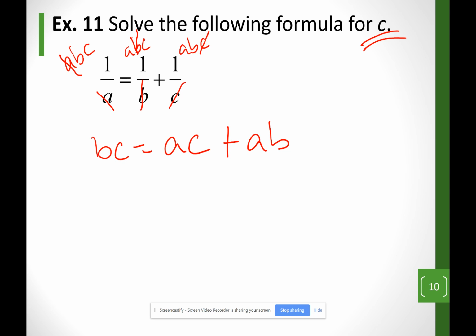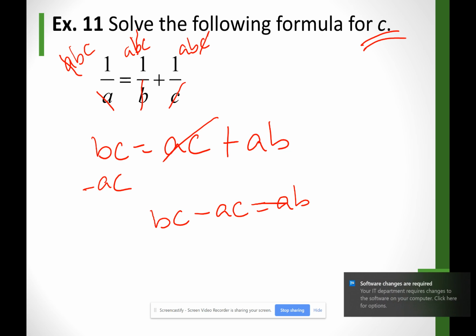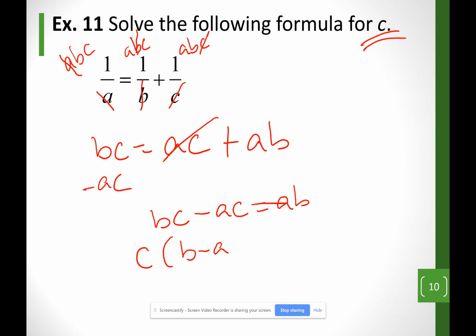I'm looking at the terms that have a C, and I'm going to move them both to the left. So I'm going to subtract AC. So I have that BC minus AC is equal to AB. I want C by itself. So looking at the left, I can factor a C out. So I have C times B minus A is equal to AB.